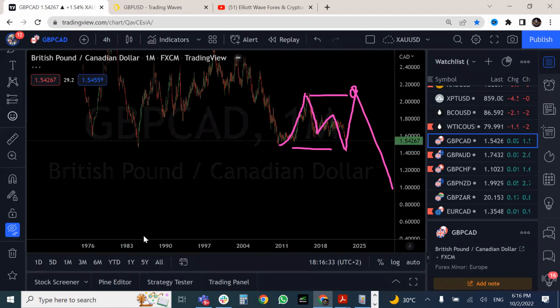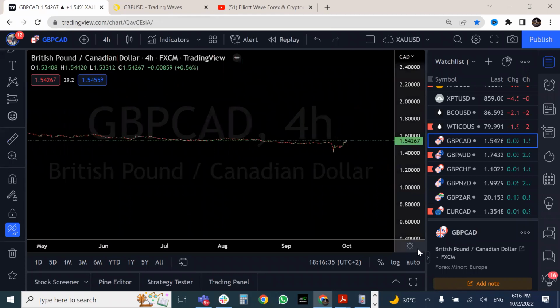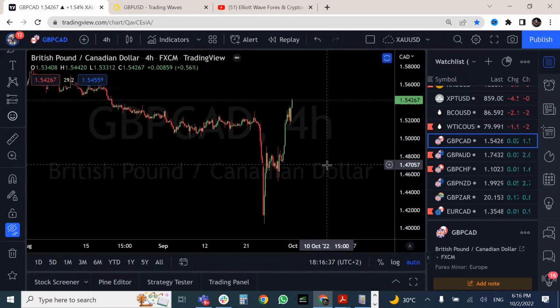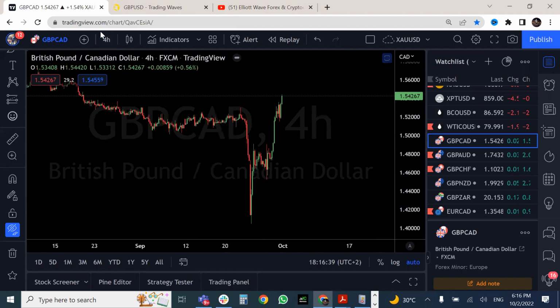So let's have a look at the hourly. So on the hourly, as you can see, we already have a reversal. All right, so we'll be looking for this one to continue. The wave 3 should continue. For a detailed structure on where to enter and when to exit as this is continuing to the upside, you can join our course. You can look at the plan that suits your needs.